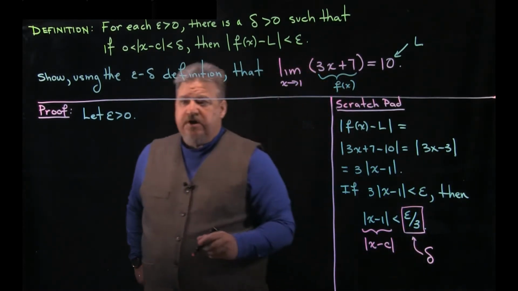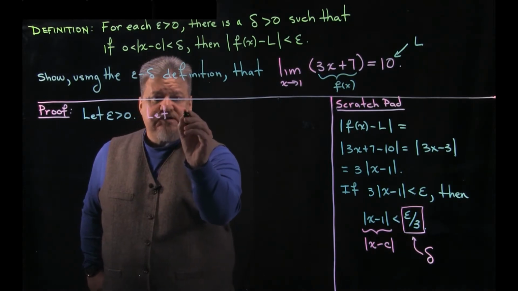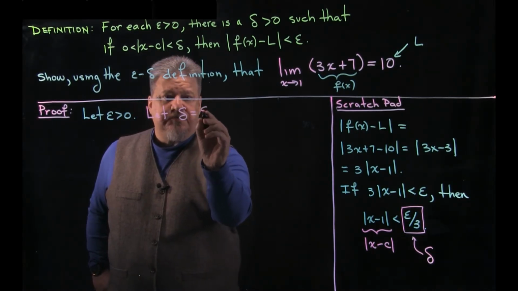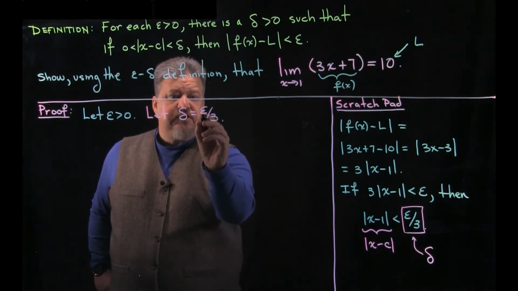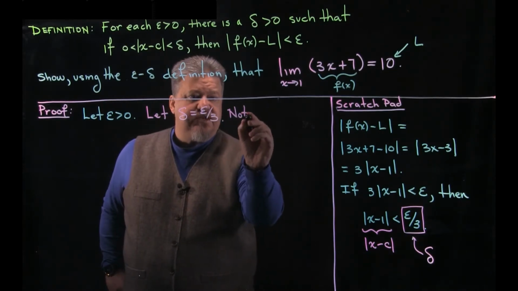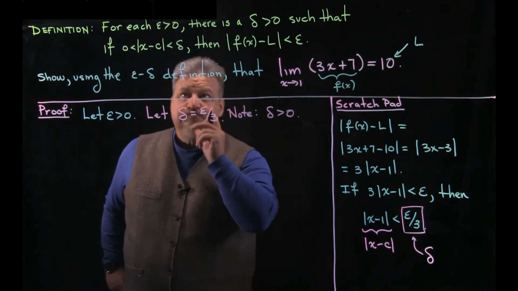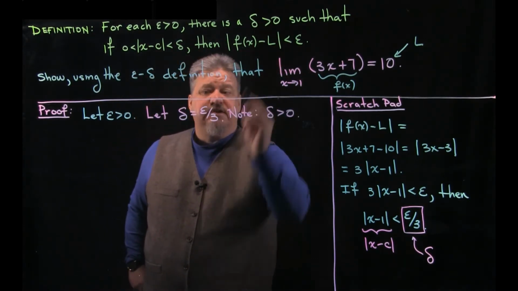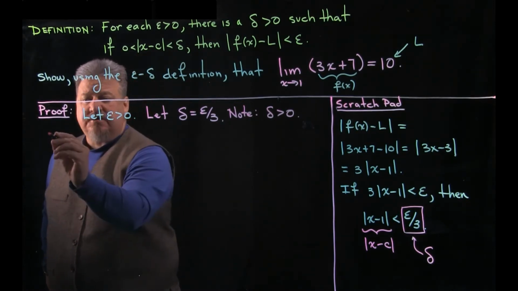So let's move over here, and based on our scratch work, let's let delta equal epsilon over 3. Now obviously, since epsilon is positive, and 3 is positive, positive divided by positive, delta is in fact positive, as needed in the definition. So now we need to consider this inequality.